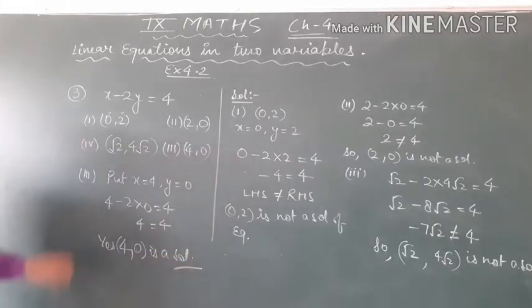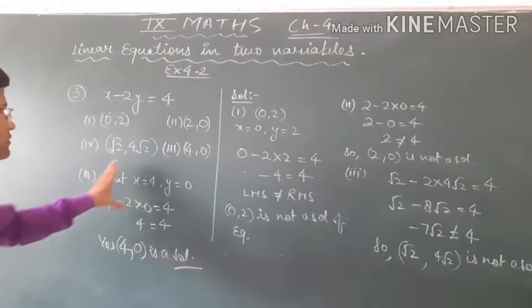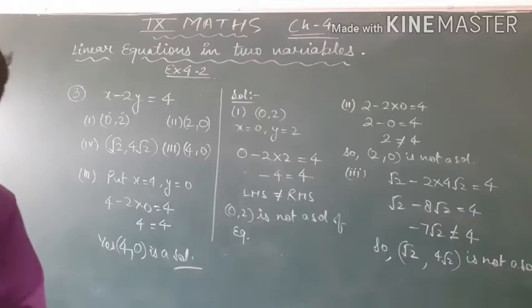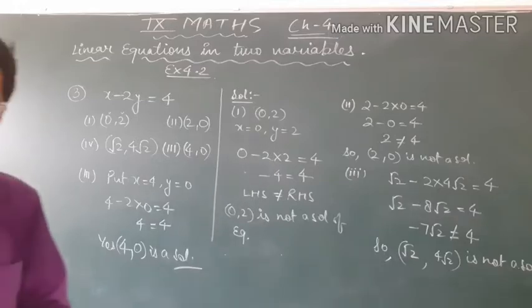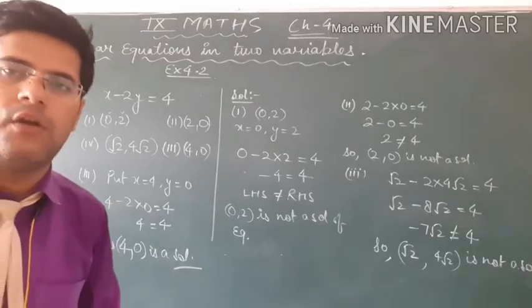(4, 0) is a solution. So here I have 5 parts, but I have done 4 of them. 3 of them are not the solution of the given equation, but only (4, 0) is the solution of the given equation. So you can put the given numbers in, and if LHS and RHS are equal, then that will be the solution. If those are not equal, then those will not be the solution.